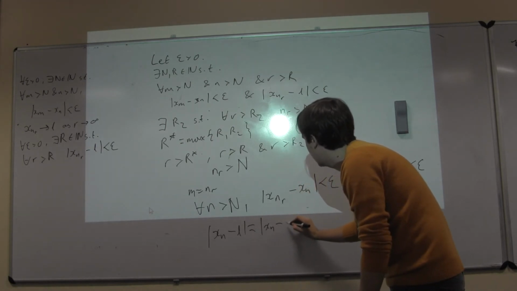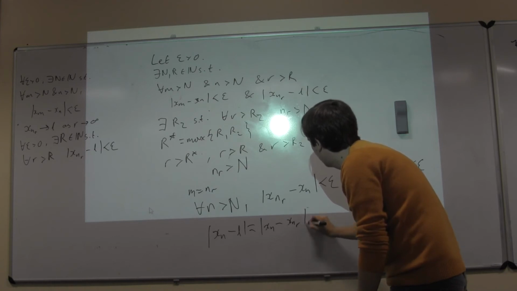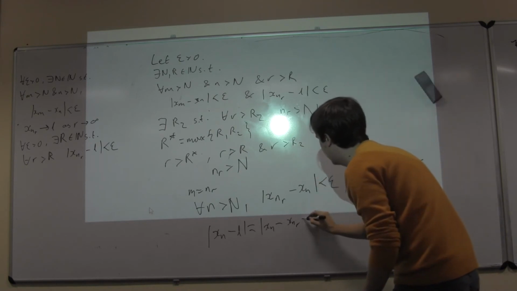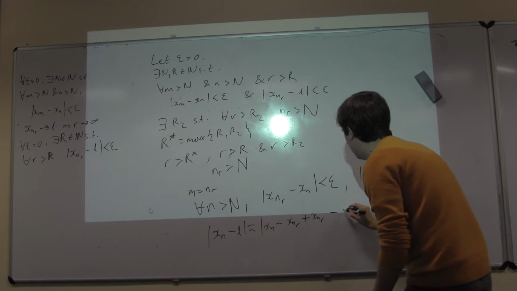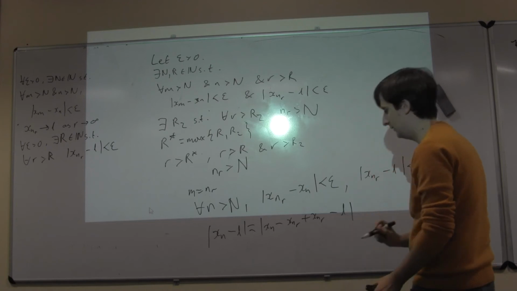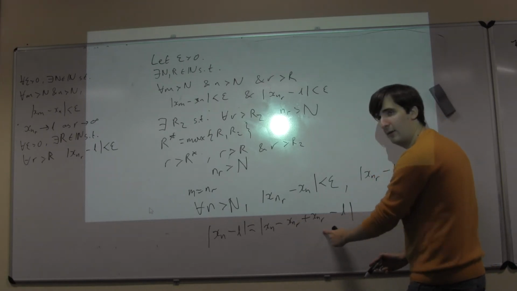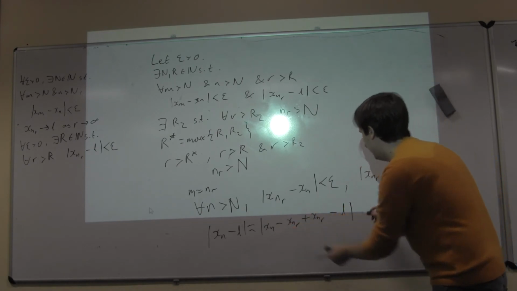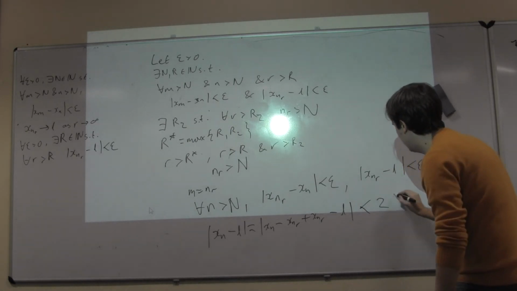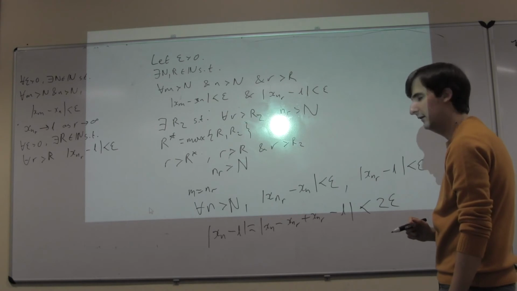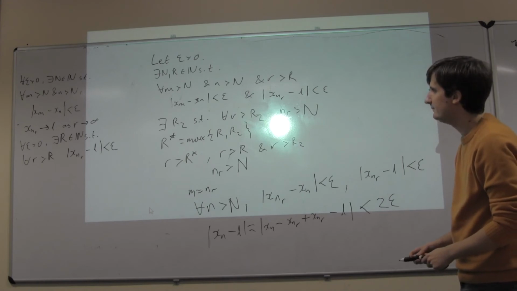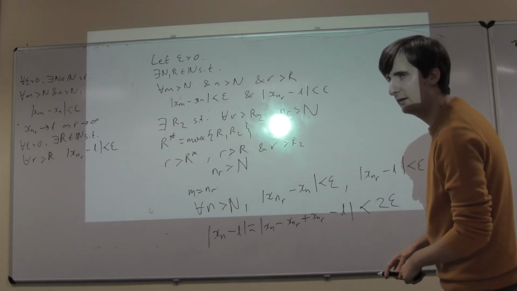x_n minus L is x_n minus x_n_r plus x_n_r minus L. Okay, so we've subtracted x_n_r, and we've added x_n_r back. |x_n minus x_n_r| is less than epsilon. |x_n_r minus L| is less than epsilon, so by the triangle inequality this is less than 2 epsilon. Okay, so |x_n minus L| is less than 2 epsilon, so it converges. Sorry that took so long. Is that clear? Shall I go through it again?